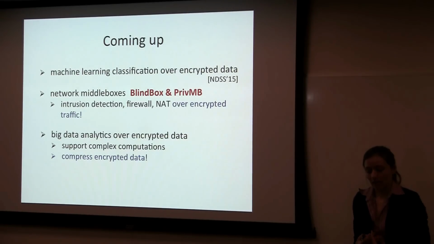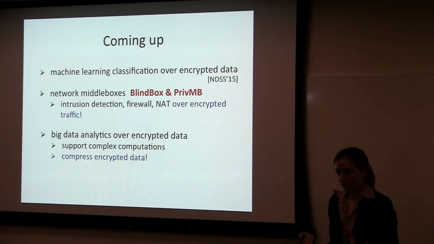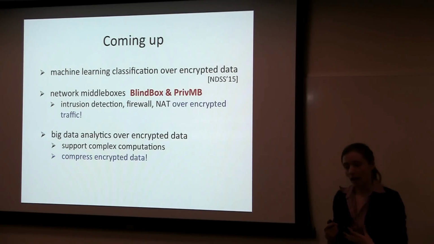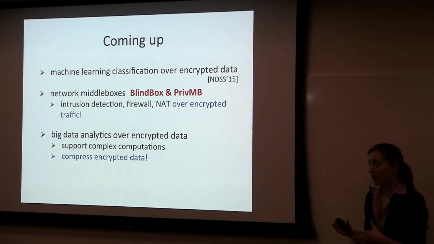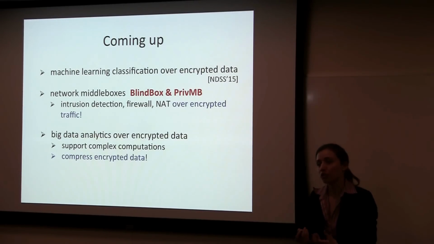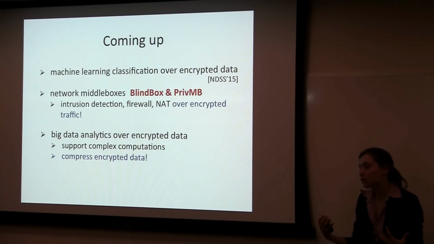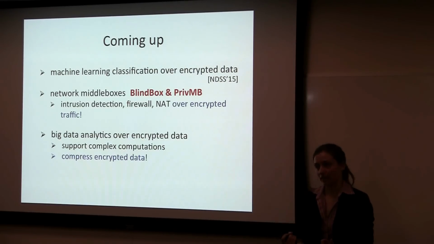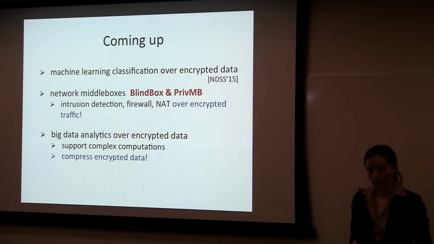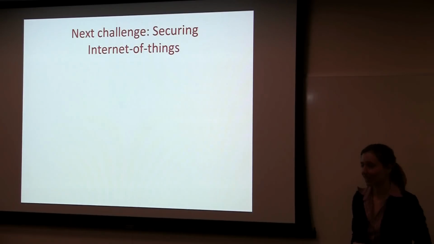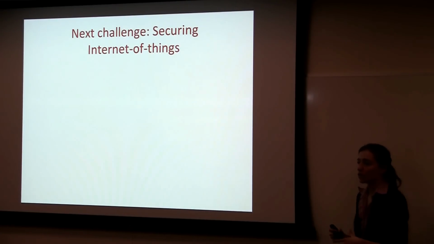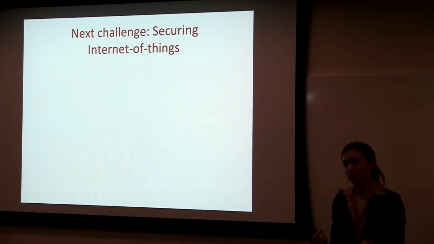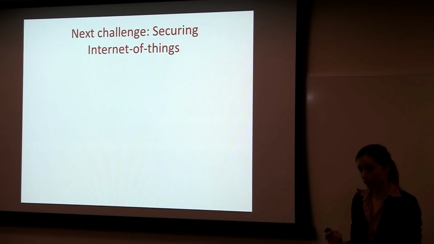Another project that's coming up is we're showing how you can do big data analytics over encrypted data. And here you need to do more complex operations than I showed you in Mylar. And also another big problem is that big data relies heavily on compression, which is at odds with encryption. So we show a way in which you can actually make this work together, compression and encryption. And one of the big challenges for the next few years is to secure the Internet of Things. And I actually believe that in this setting, using this idea of building systems that compute on encrypted data, you can actually solve a lot of interesting problems.